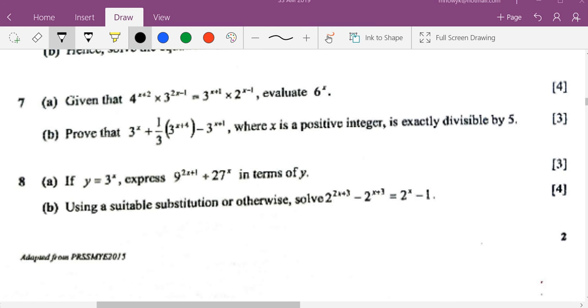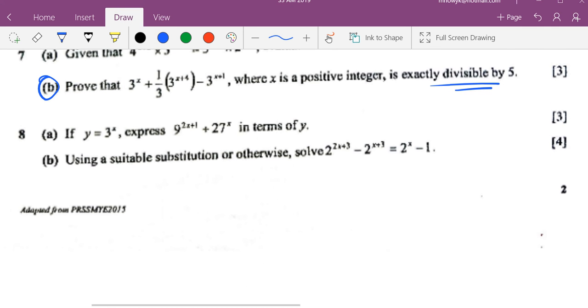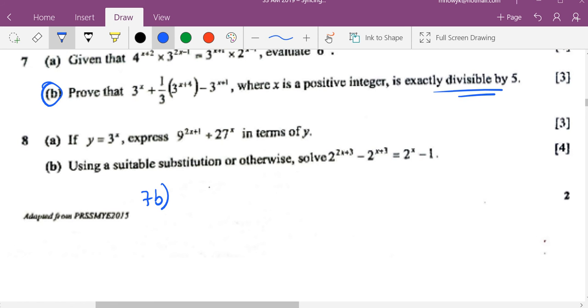So 7b, first we want to understand the question. It says exactly divisible by 5. So maybe I do here. Now my first question is: is this number divisible by 5? Yes or no?